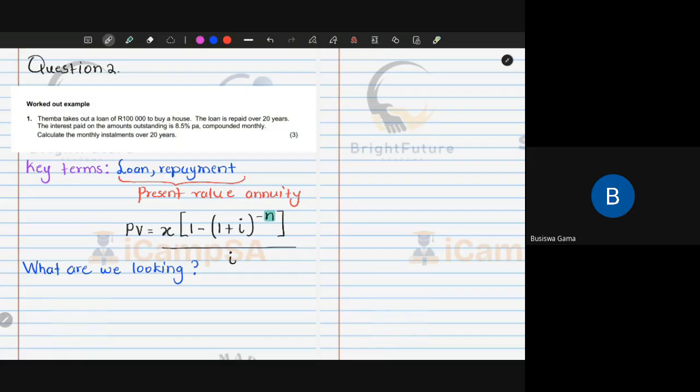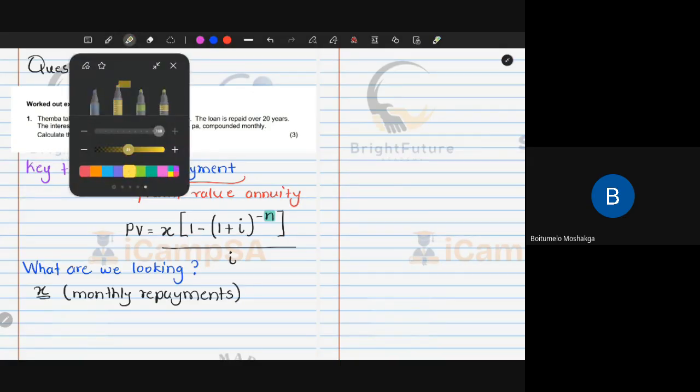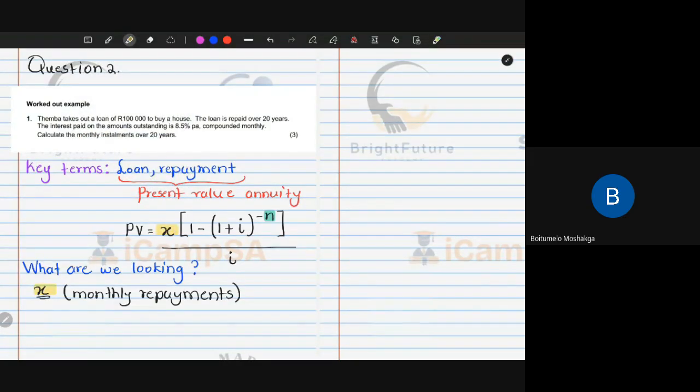Let us give that to Tumelo. What are we looking for? We are looking for X. On point. So what we are looking for is X. That is what we are looking for, which is the monthly repayment. So on our formula, we can see that X is what we are looking for.